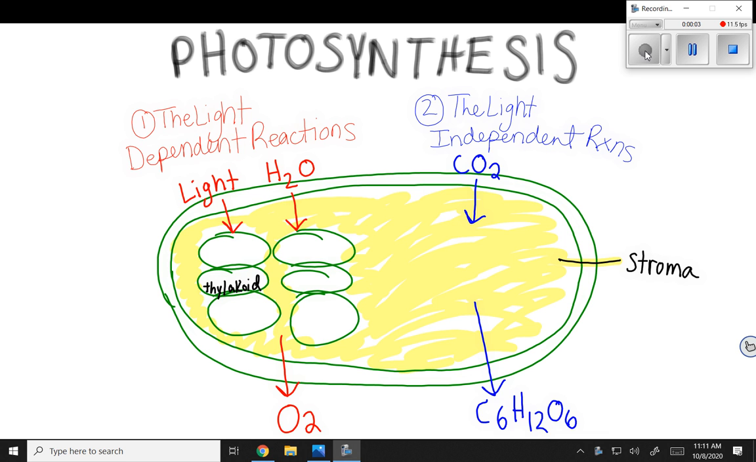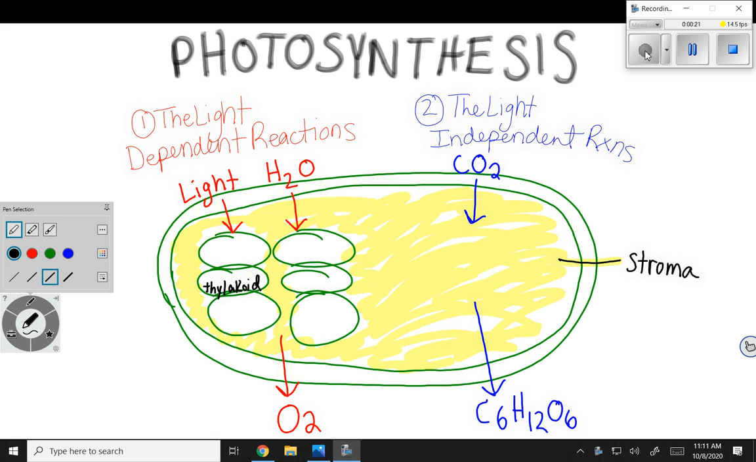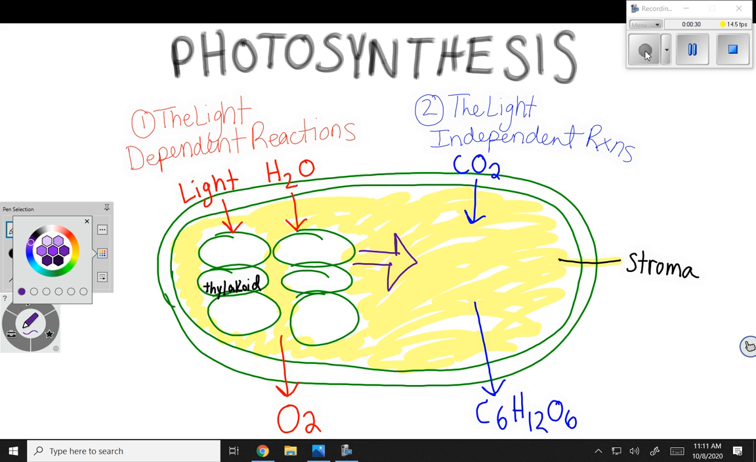Hello. Today we're going to talk about photosynthesis and we're going to focus on the light-independent reactions. But just as a quick overview, we're looking at a chloroplast, and if you recall, during the light-dependent reactions, light and water enter the thylakoid and then oxygen comes out the other side. And the purpose of the light-dependent reactions is to make energy that's going to power step number 2.